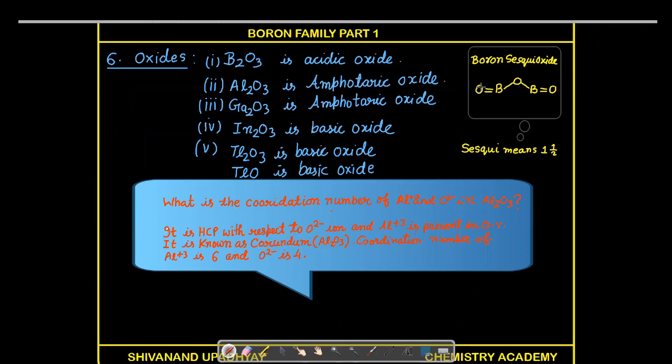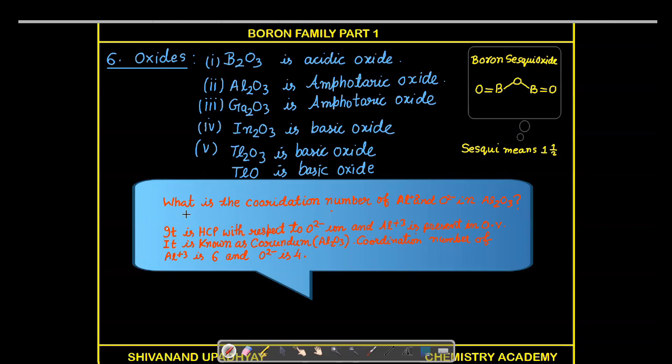So for the borax bead test, we are using B2O3. Al2O3 and Ga2O3, gallium oxide and aluminium oxide, are amphoteric. B2O3 is an acidic oxide. Indium and thallium oxides are basic; thallium oxide in both +3 and +1 states is basic. Gallium and aluminium oxides are amphoteric, and boron oxide is acidic in nature.